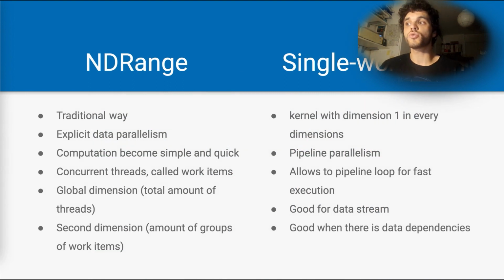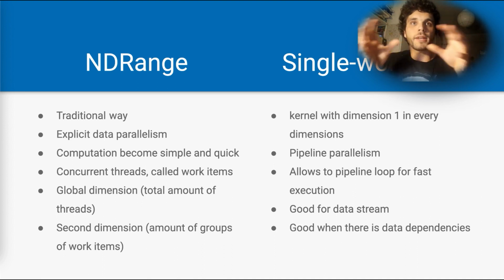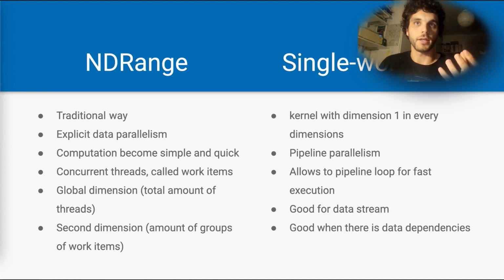The kernels are divided into two different types: the ND-range kernels and the single work item kernels. The ND-range kernel is the traditional way of writing kernel code in OpenCL. It provides a way of explicitly implementing data parallelism when we are doing computation. The goal is to break up the data of the problem, and in this way the computation becomes simple and quick. The data of the problem are broken down into many identical concurrent threads, each thread is called a work item, and the complete amount of work is called the ND range.